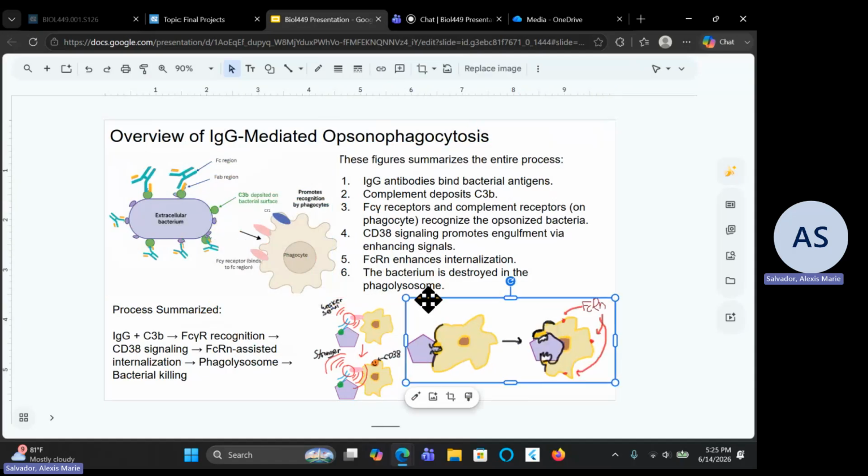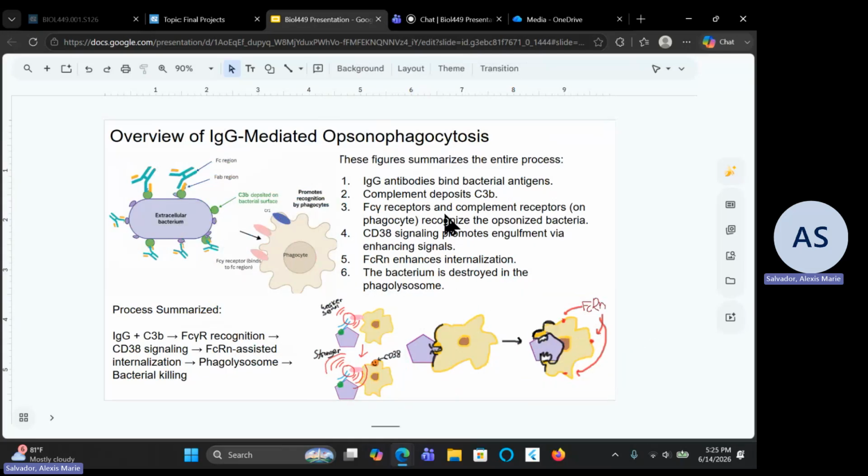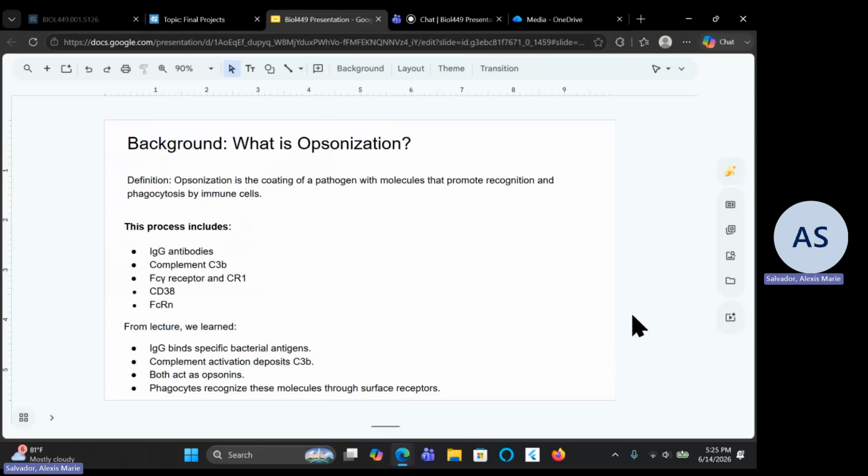So this is the next process. Like we'll see, this is like recognition, engulfment, and then internalization. So this is without the FcRn. It's just taking a little bit of a bite of it. This is with FcRn. It is taking a big bite out of it because it's enhancing that internalization process. It's pushing it towards the center. That's what internalization means, to push something towards the center, right? And then the sixth step, it's not a mechanism, it's just the final step. That bacterium is destroyed in the phagolysosome, however you pronounce that. And this is just a simplified summary of the process.